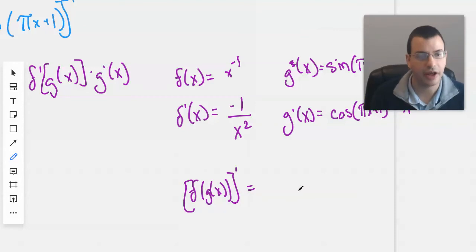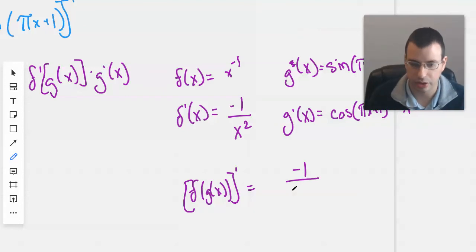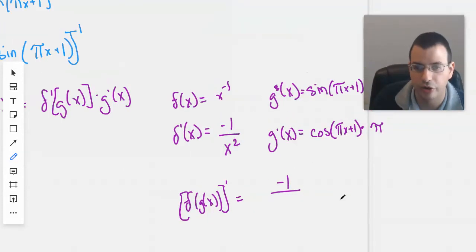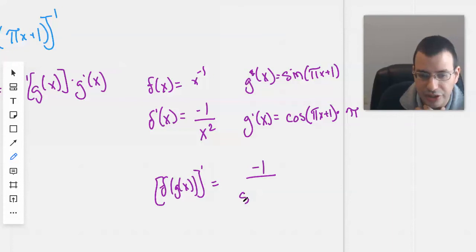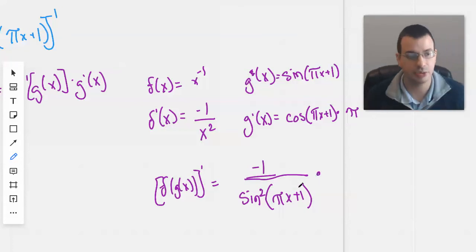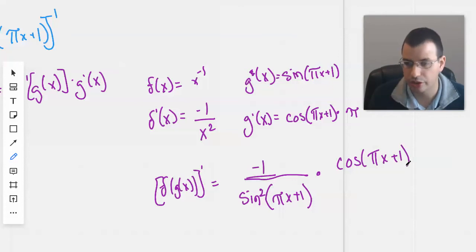And so the derivative of f of g of x is f prime of x, so it'll be negative 1 over x squared, in this case where x is g of x, so negative 1 over sine squared of pi x plus 1, times g prime of x, cosine of pi x plus 1 times pi. Yes, I'm good with that.